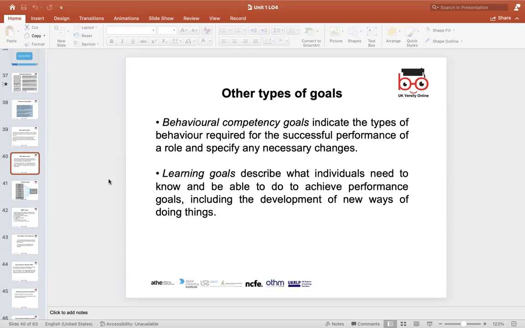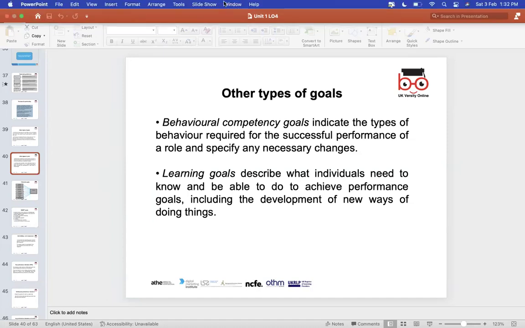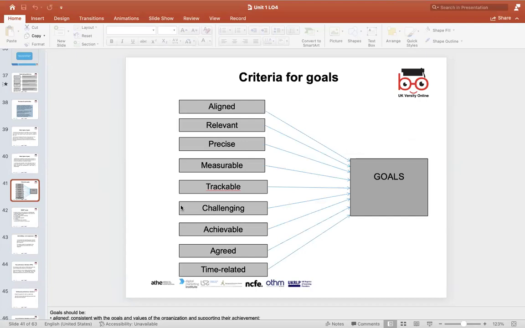Now, there are other types of goals. You have behavioral competency goals, which talk about the kind of behavior that would be required to get that specific job role done properly. And you have learning goals. So basically, what you can do to achieve those goals includes different ways of doing things, and how the individual needs to achieve certain objectives in his job role. If he needs some extra L&D, or learning and development, opportunity to brush up on his skills, then even that would be provided.